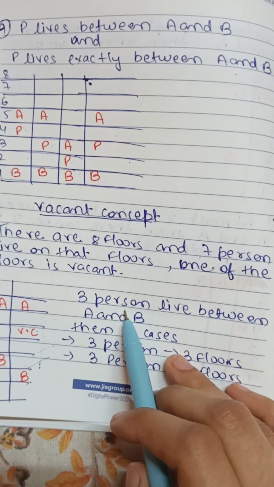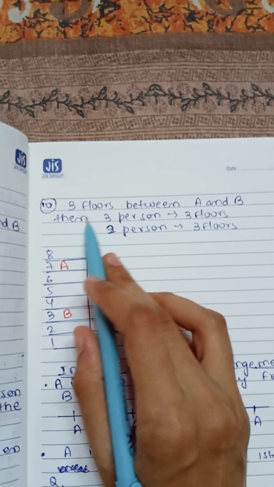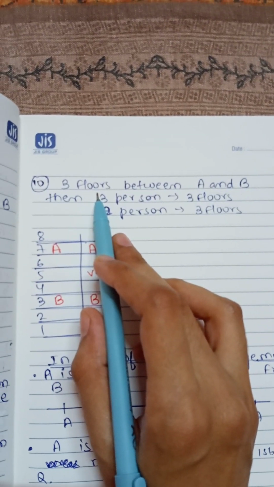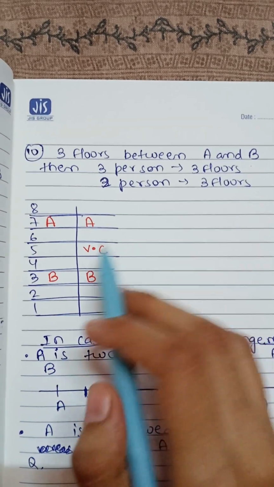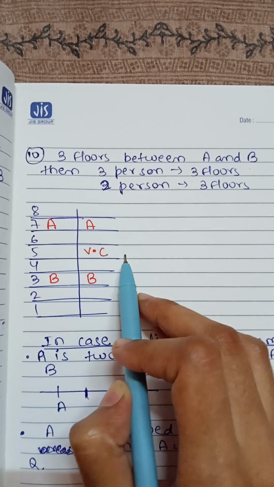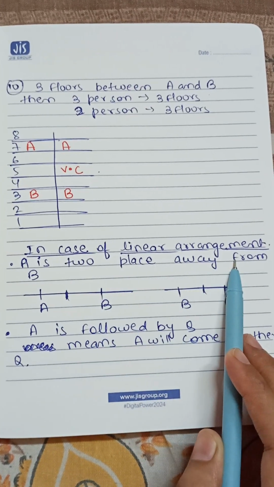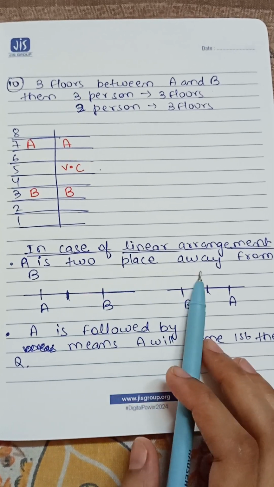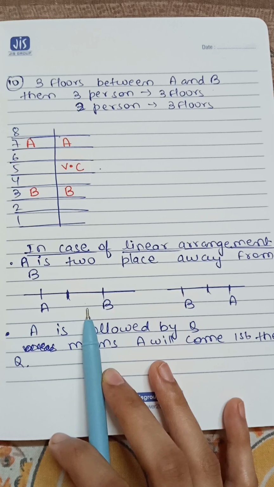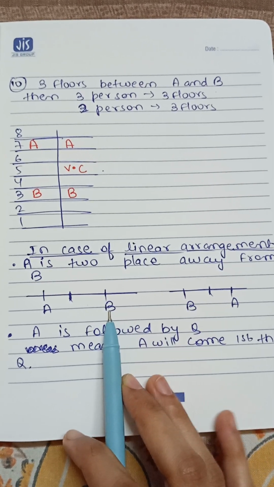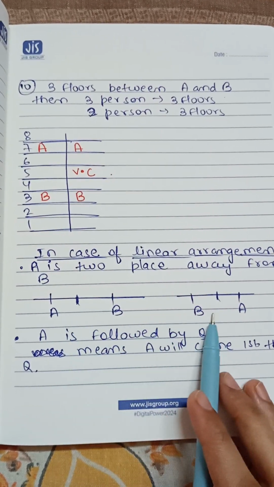In some cases you have seen that 3 persons are mentioned and in some cases floors are mentioned. So we have to differentiate between floors and persons, because in case of persons, we have to consider persons with a vacant flat, right? So in case of linear arrangement now, A is 2 places away from B. What does it mean? It means that there is a gap of 1 person between A and B. Either B is to the left of A or to the right of A. But there will be a 1 person gap between A and B.